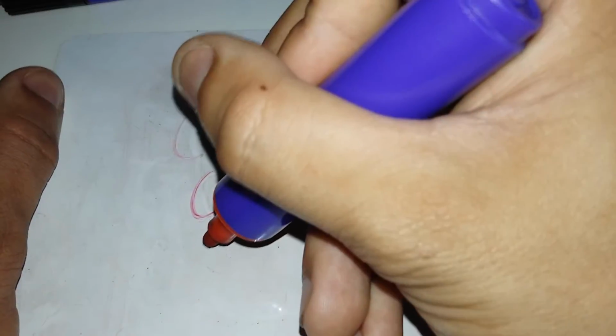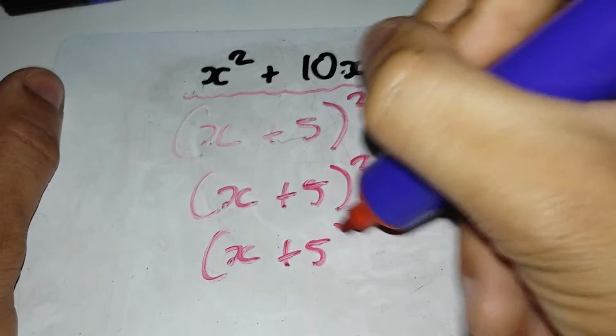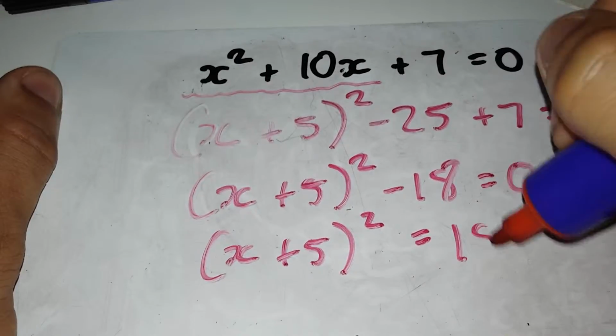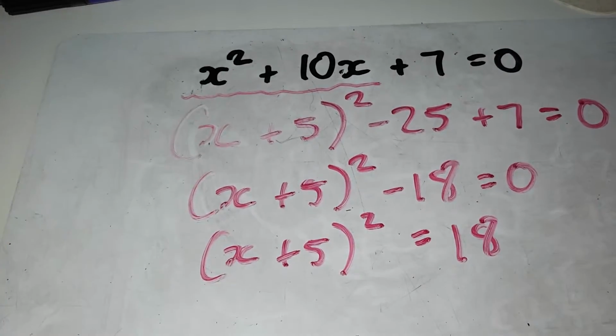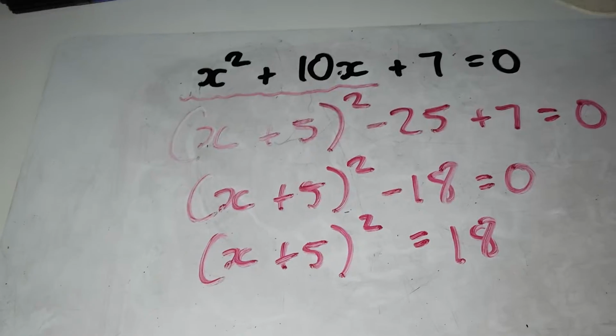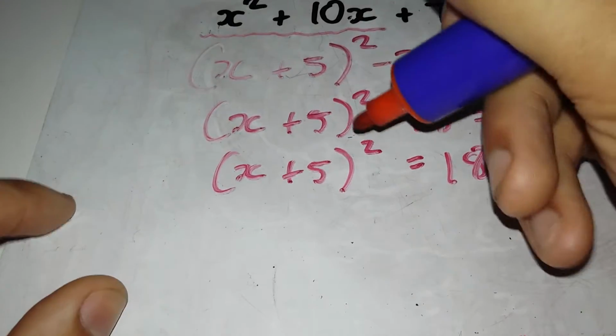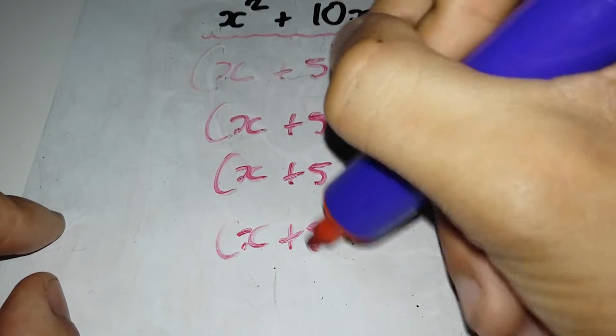Now, this is a part that people find a little bit tricky. Okay, we need that 18 over on the other side of the equation. So at this stage, we've got x plus 5 squared equals 18. So we want to try and get x on its own. So if we square root both sides of the equation, x plus 5 squared, the square root of that is just x plus 5.